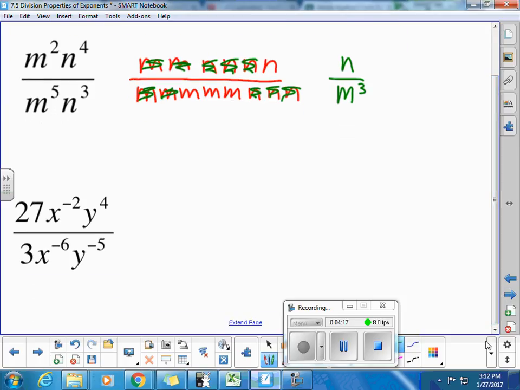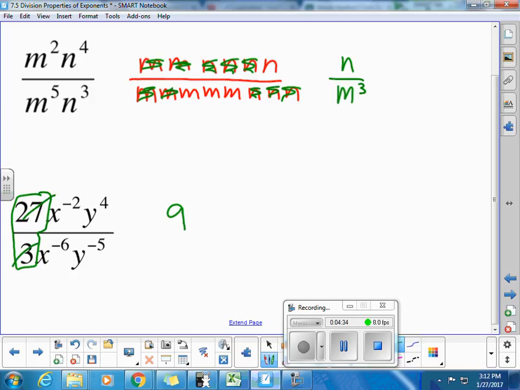Next question. We just take things one at a time. I have 27 divided by 3. I know that is just 9, right? So 27 divided by 3 is 9. So those are gone and simplified.